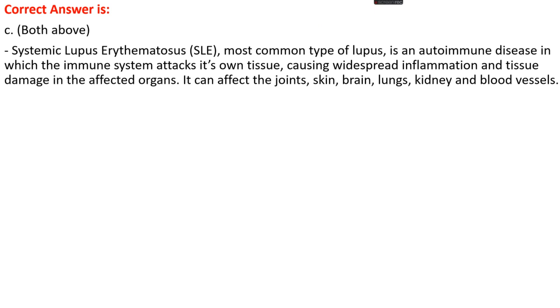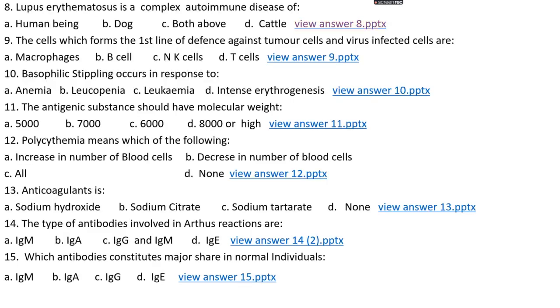Systemic lupus erythematosus, that is the most common type of lupus, is an autoimmune disease in which the immune system attacks its own tissue, causing widespread inflammation and tissue damage in the affected organs. It can affect the joints, skin, brain, lungs, kidney, and blood vessels. And it is a disease of both human beings and it is seen in dogs too.